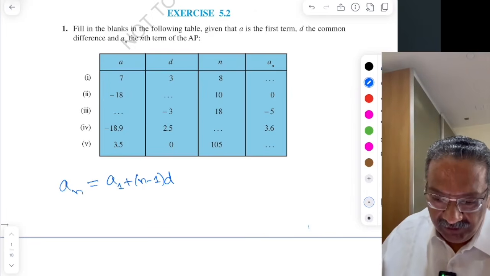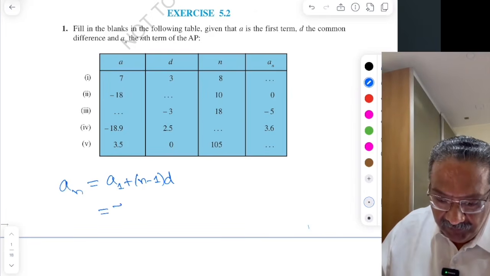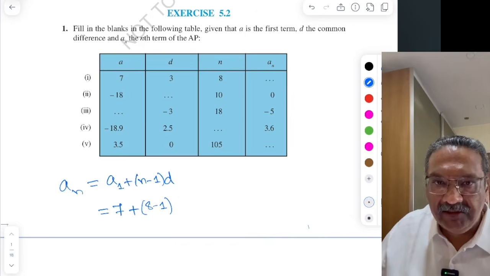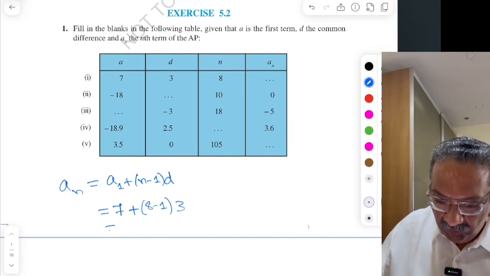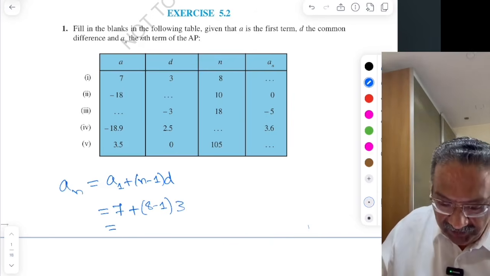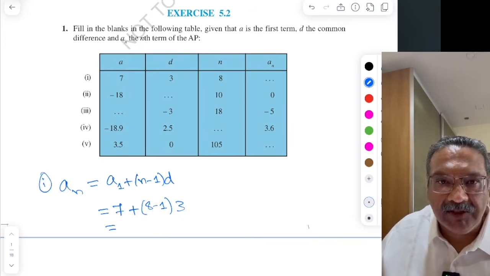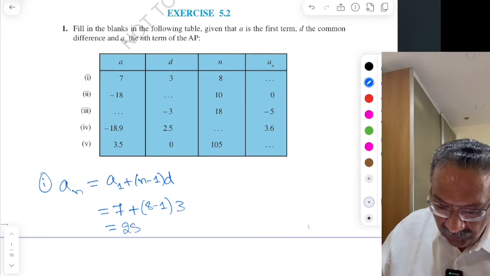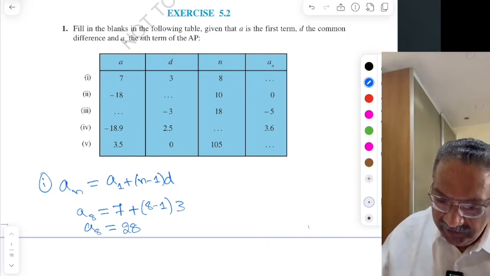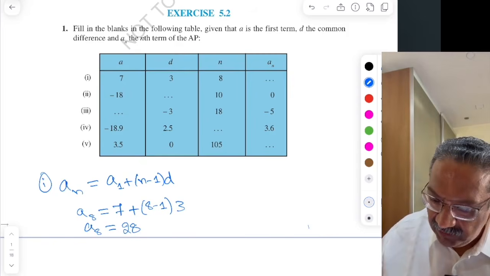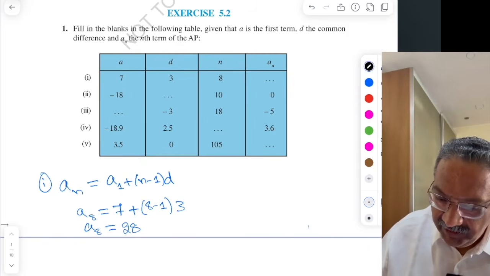So in part 1, what they have given: A is equal to 7, D is 3, and n is 8. So 7 plus (8 minus 1) into 3. 8 minus 1 is 7, 7 times 3 is 21, 21 plus 7 is equal to 28. So the 8th term is 28. So this becomes 28.